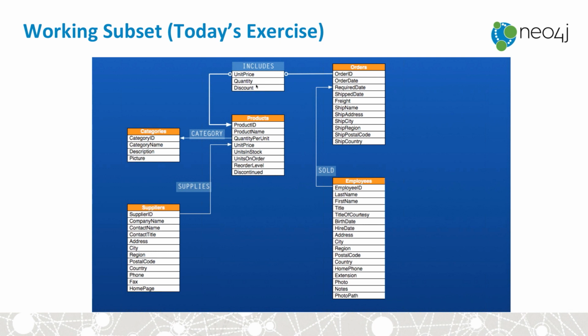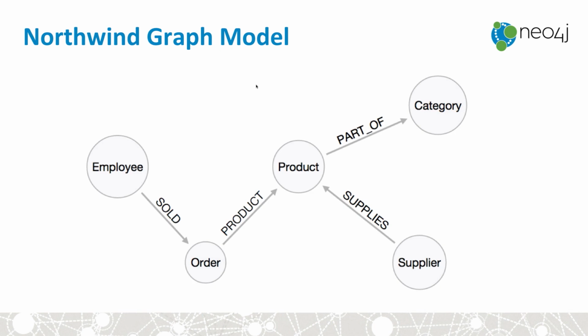And so this is the data we're looking at. We're looking at products, suppliers, categories, orders, and then the employees that sold those orders. And this is what the model ends up looking like. An employee sold an order. That order contains products, and there's a supplier that supplies those products, and those products are part of a particular category.